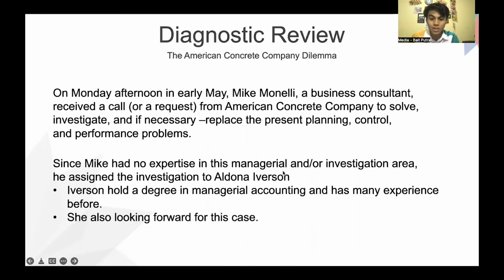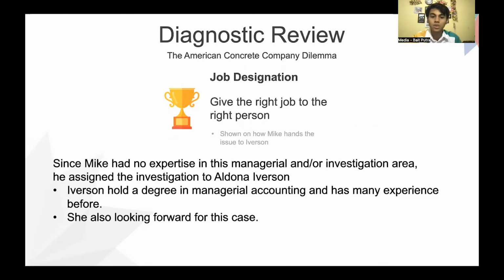And since Mike has no expertise in this managerial or investigation area, he assigned the investigation to Aldona Iverson. Iverson is someone who holds a degree in managerial accounting and has a lot of experience in this area. And it appears that she's also looking forward to this case. So Iverson is the perfect candidate for this job, and this is a good thing to do, giving the right job to the right person. It is shown in how Mike hands the issue to Iverson.